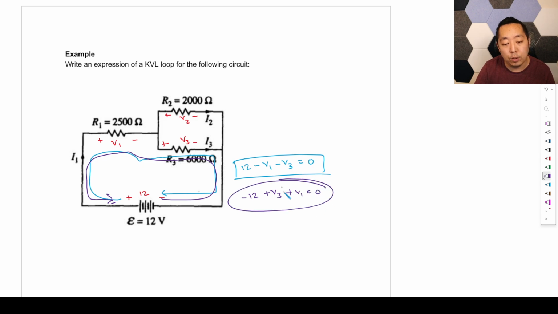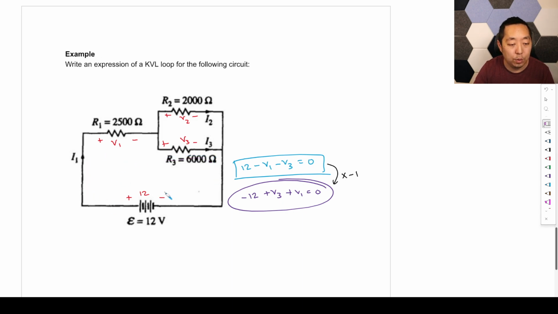Now look at these two equations. Are they the same equation? Isn't this equation just this equation times negative 1 on everything? Just times negative 1. So mathematically it is the exact same equation. All we did was multiply by negative 1. And that's all that changes when you change the direction of the loop.